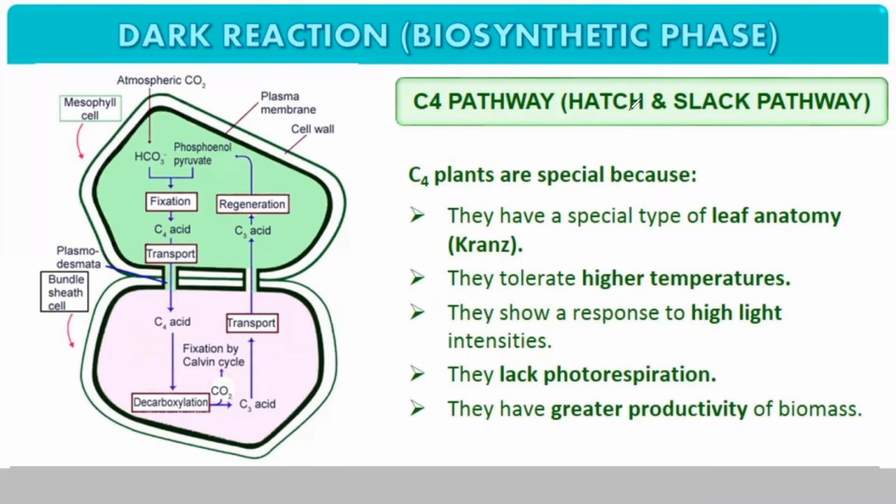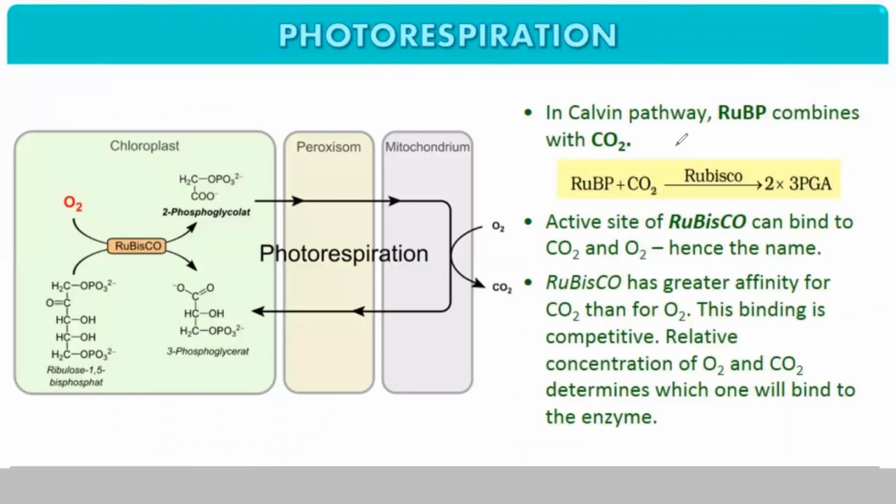The C4 plants are special because they have a special type of leaf anatomy, and this anatomy is known as Kranz anatomy. They tolerate higher temperatures. We can see such plants grow at higher temperatures. They show a response to high light intensity. They lack photorespiration. They have greater productivity of biomass because there is less chance of photorespiration.